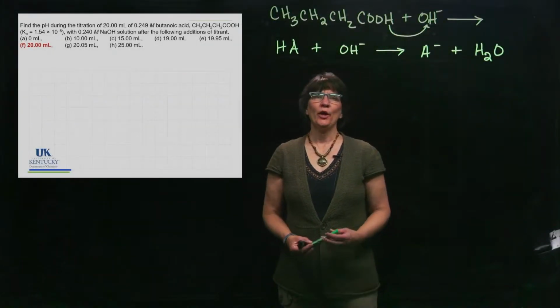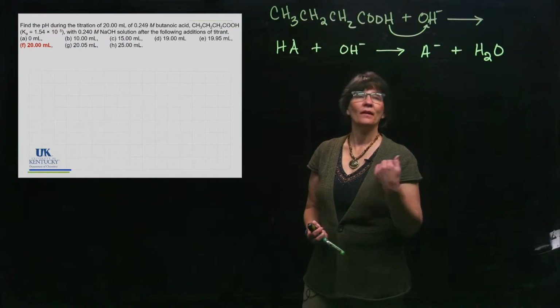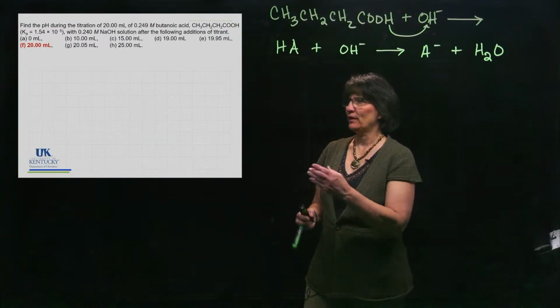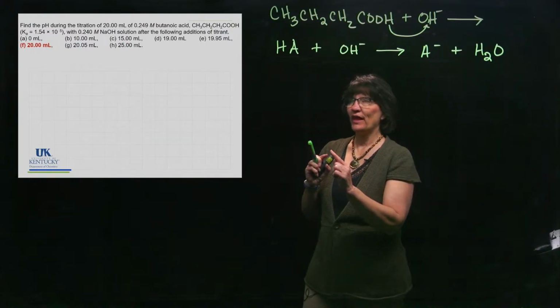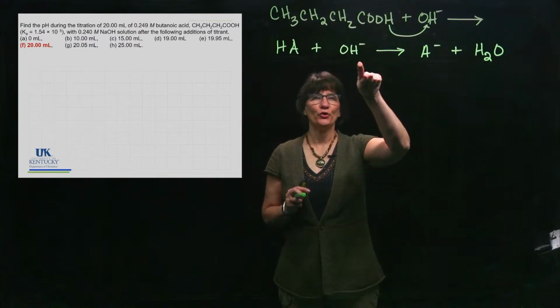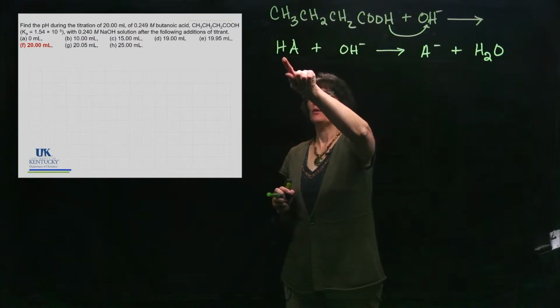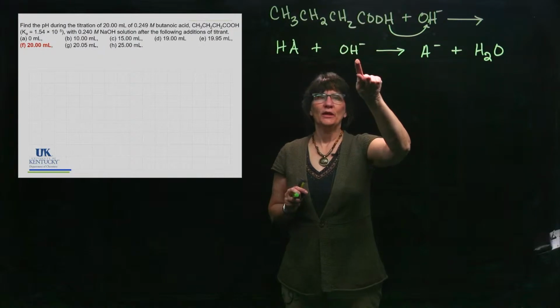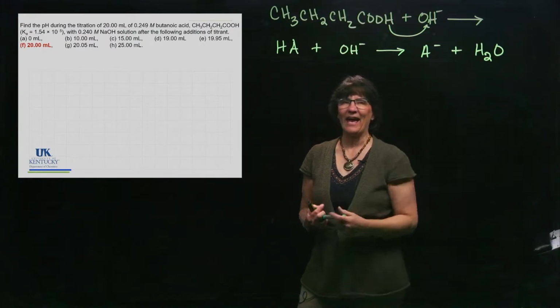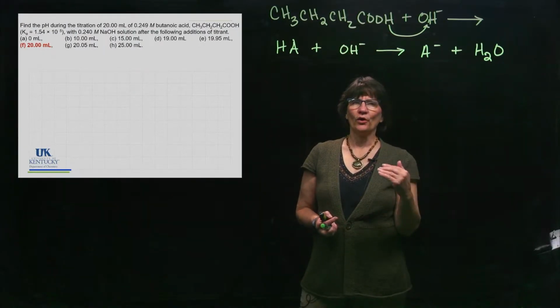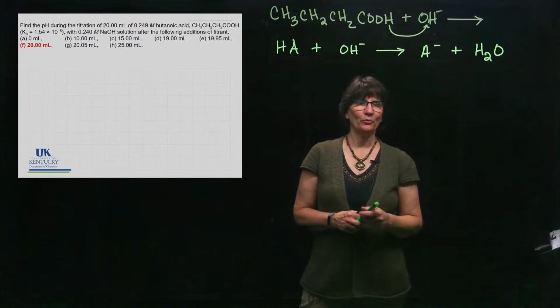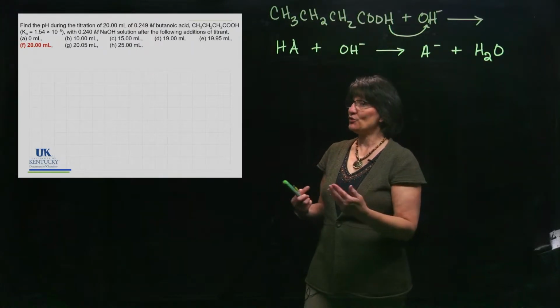So part E, we're at the equivalence point. This is how I know we're at the equivalence point. The molarities of both the acid and the base are 0.249. You have 20 milliliters of this, so you would need 20 milliliters of that, and that's what we have. It is not important that you recognize you're at the equivalence point here, okay? But I do see that.